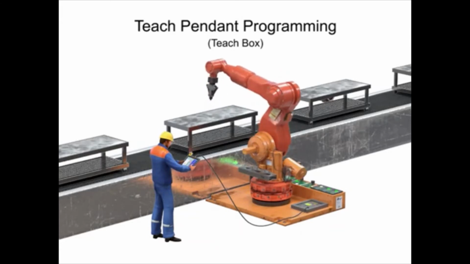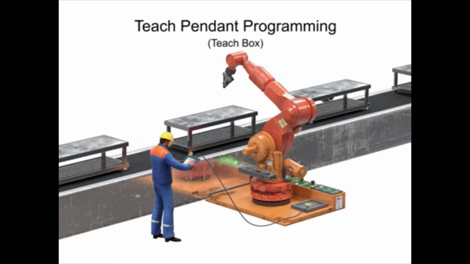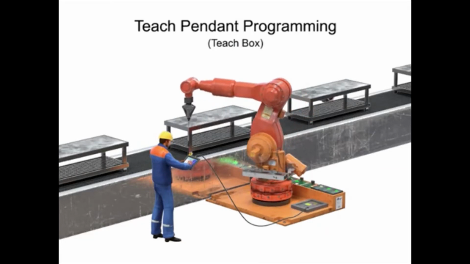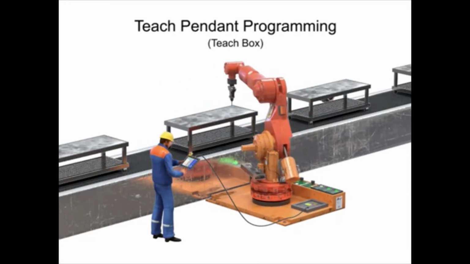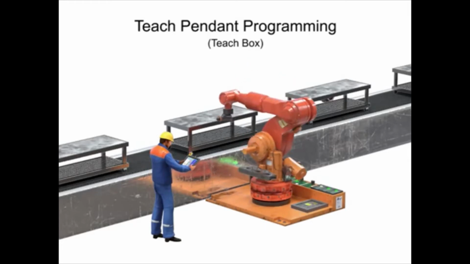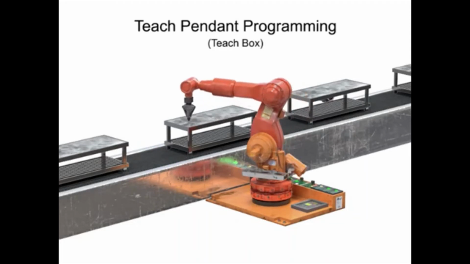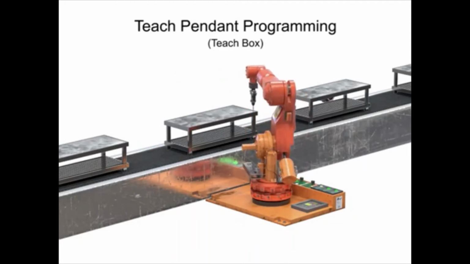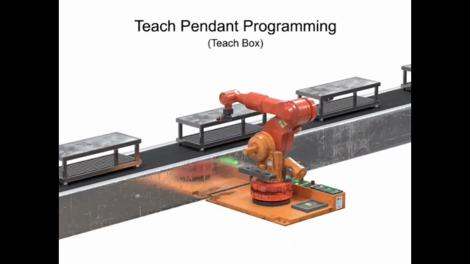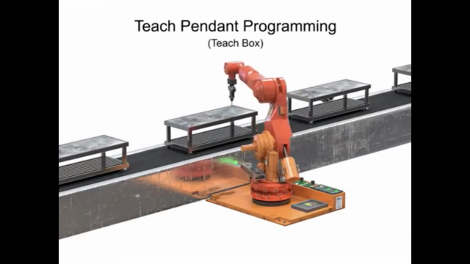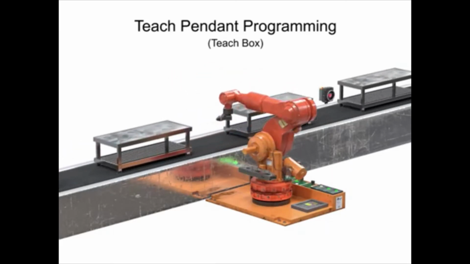ANSI standards recommend a speed of no more than 10 inches per second when programming. Once the technician has recorded and tested the program, the teach pendant is disconnected and the robot can operate the stored program at full speed. Teach pendant programming is often associated with controlled path and point-to-point control.